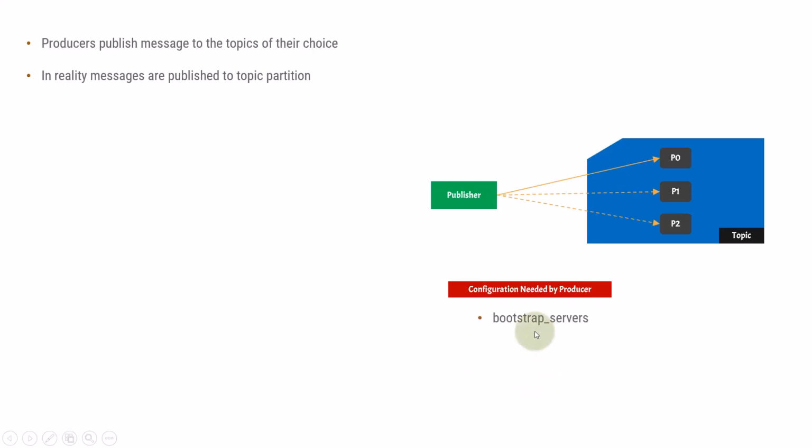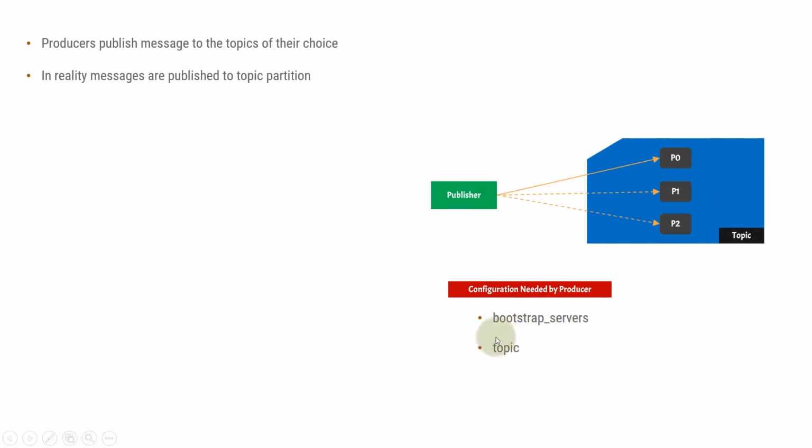What are those configurations? The first thing is the bootstrap server. Let's say you are writing a publisher or a producer, then you need to know the Kafka server address. That is called the bootstrap server. You give a bootstrap server address, which is basically an IP address and a port, and the default port for the bootstrap server is 9092. The publisher can connect to this topic only when it knows the bootstrap server address.